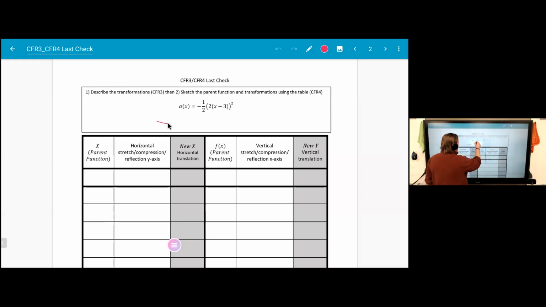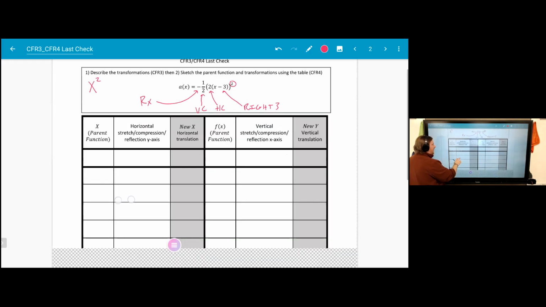What do I got going on in here? I have a reflection over the x-axis because it's vertical. I have a vertical compression because it's between 0 and 1. On the inside, because we're on the inside, it's horizontal. This is a horizontal compression. And here, this goes right 3 units. All right, my parent function in here, I noticed this squared. So my parent function is x squared. We're going to use that information down here in CFR4.